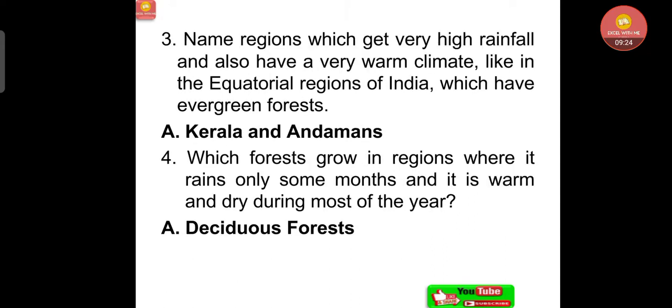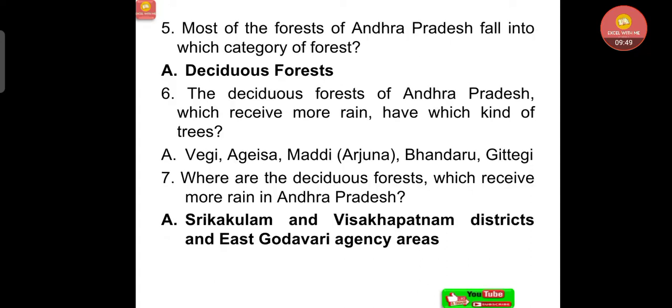That is teak. Name regions which get very high rainfall and also have a very warm climate, like in the equatorial regions of India, which have evergreen forests. Kerala and Andamans. Which forests grow in regions where it rains only some months and it is warm and dry during most of the year? That is deciduous forests.